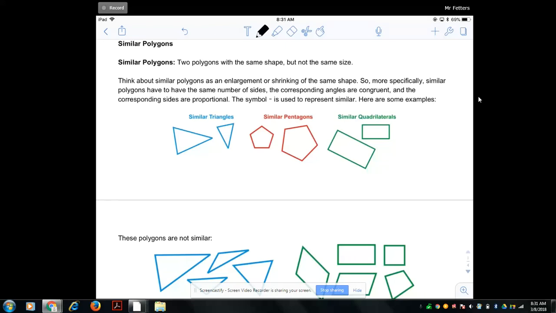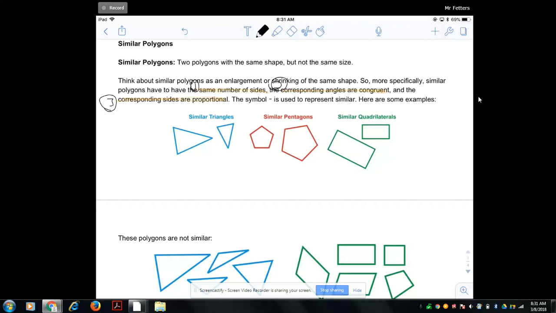So here's the thing that you need to realize in this. It's most important, and that is similar polygons have the same number of sides. Okay, their corresponding angles are congruent. That's the second thing, and the corresponding sides are proportional. So if you look, there are three things there that you need to know about similar polygons. Number one, they have the same number of sides. Number two, corresponding angles are congruent. And number three, corresponding sides are proportional.